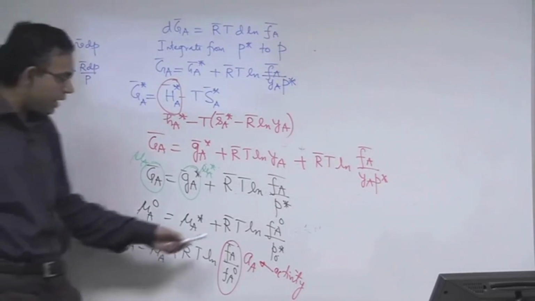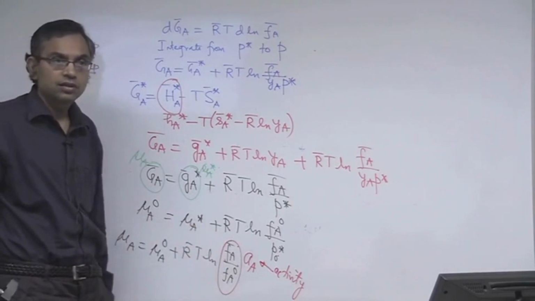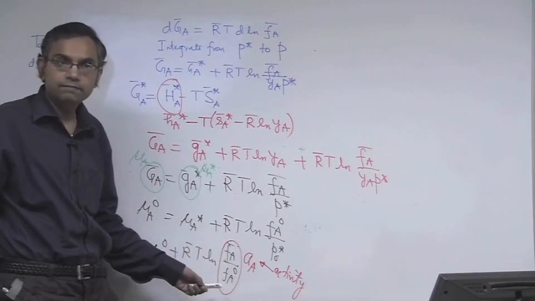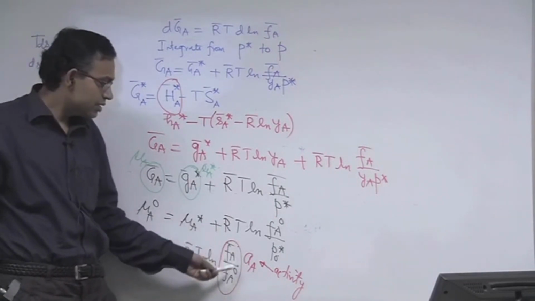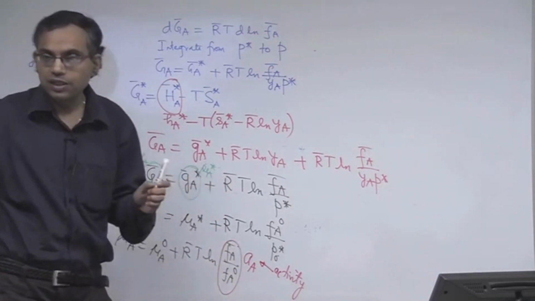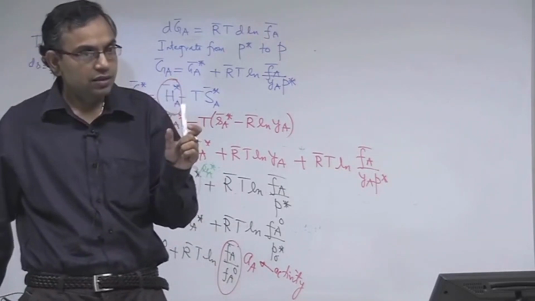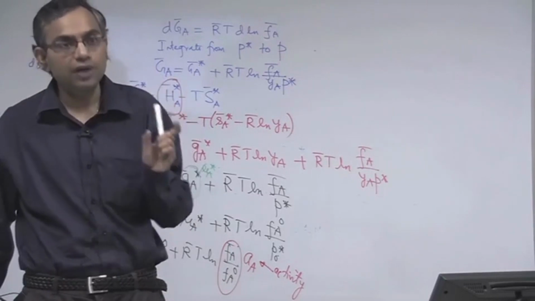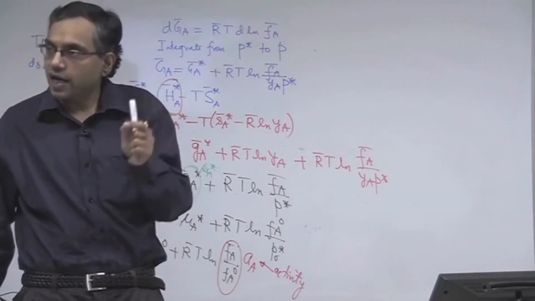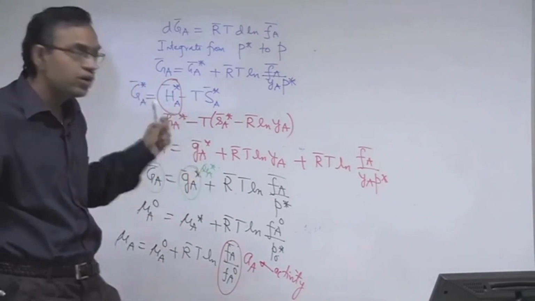What is the value of activity if it is an ideal solution? Mole fraction, because F bar A is YAFA. You can choose the standard state as same as this state. So we have already shown that for an ideal solution F bar A is YAFA. So the activity becomes the mole fraction at standard state when you think of an ideal solution.